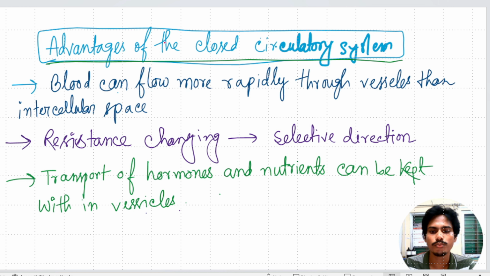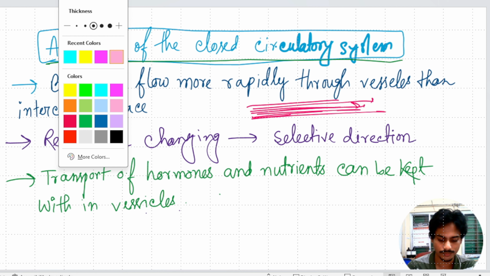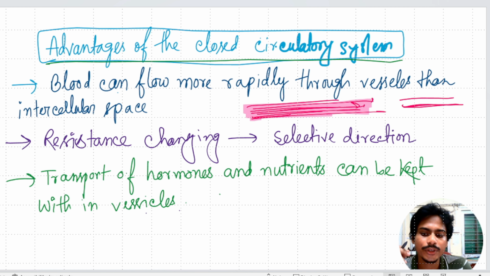Blood can flow more rapidly through the vessels than through the intercellular space, because it's a closed system. That's why the flow of blood is more rapid, because it is in a vessel. The flow is not to and fro, but a streamline flow. And we have already discussed that the resistance changes because the blood vessel walls are different and somewhere valves are there, so the resistance in the wall changes. That's why vasoconstriction and vasodilation happen.